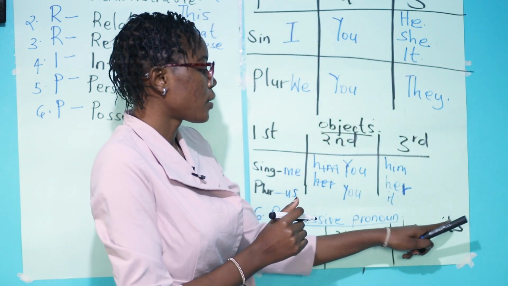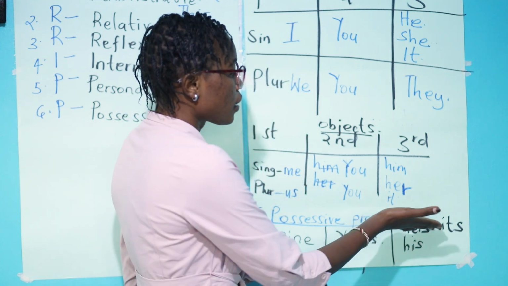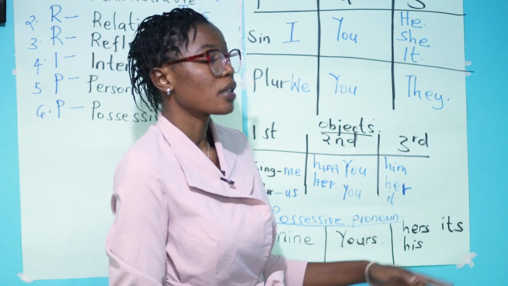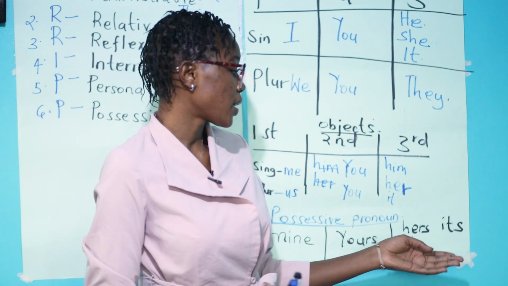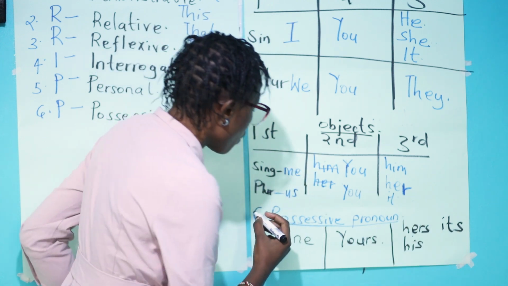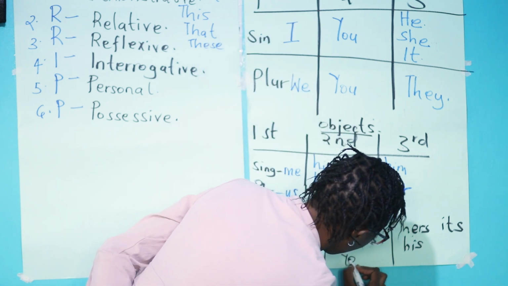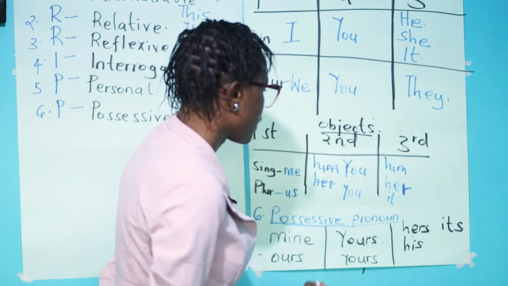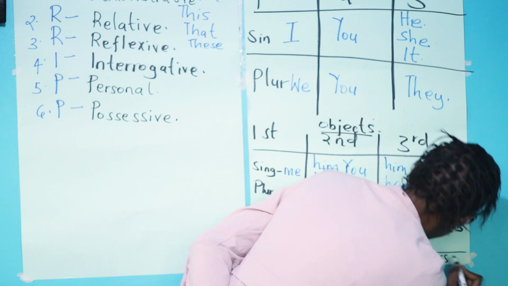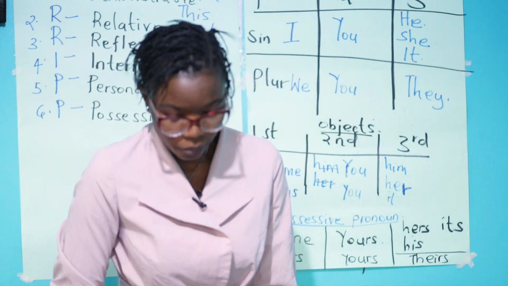And whenever we are writing these words, there is no apostrophe. We don't put any mark there, because these words show that a person possesses something. But when we have an apostrophe here, it becomes it is. So please don't mistake it is with the word its. And now, in plural form, mine will be ours, yours will still remain yours, and his will be theirs. His will be theirs in plural, and it will still remain theirs in plural.